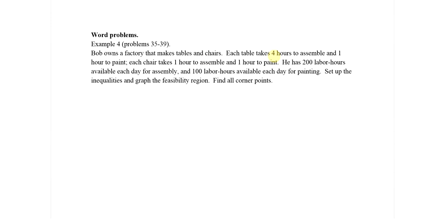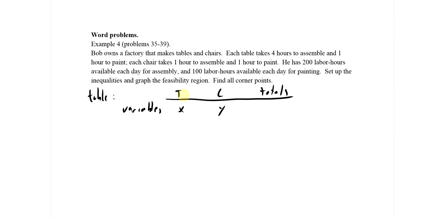Okay, so we'll start with a table. Tables and chairs. What goes into our table? And totals. So what are our variables? Anytime you do one of these word problems, you have to have variables. Anytime you do anything in math, you need variables. So tables and chairs. I suppose you could call them T and C, but X and Y.